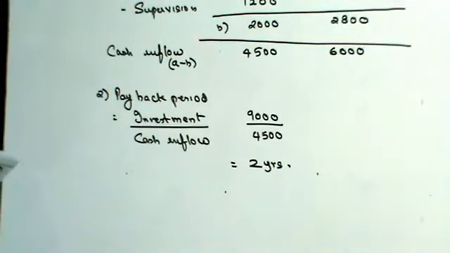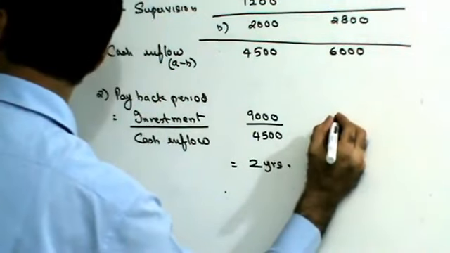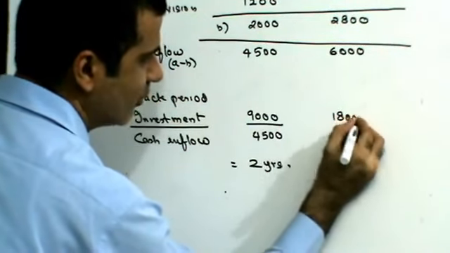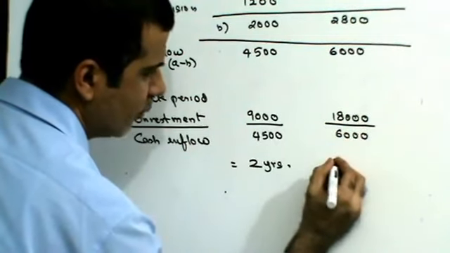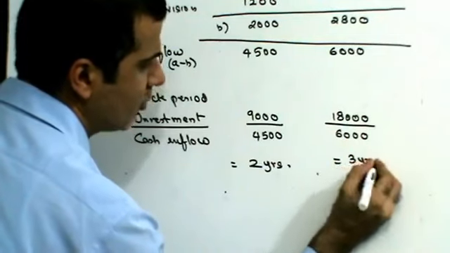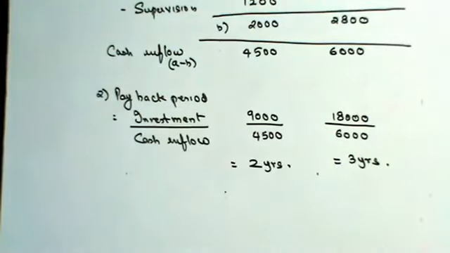Good machine. Next, in the case of machine Q, the original investment is given to you as 18,000 rupees. Cash inflow is 6,000. So payback period will be 3 years. Since the payback period of machine P is less than that of machine Q, therefore machine P will be selected. Fine, do we get this thing clear? Next.